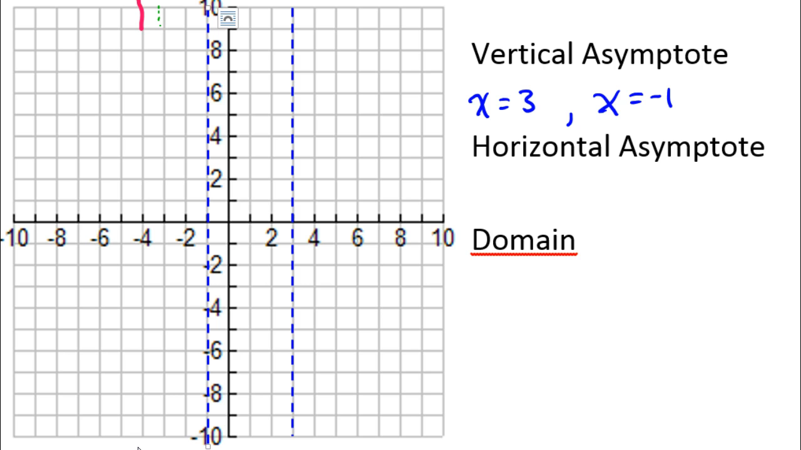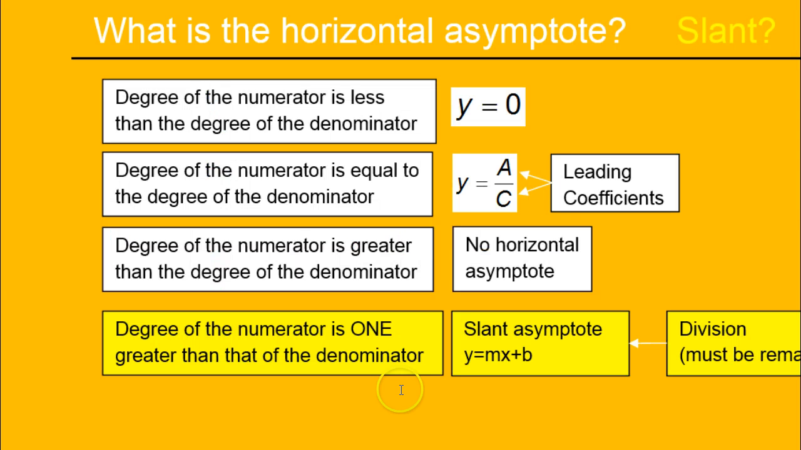Now for the horizontal asymptote, remember we need to stop and consider the degree. Which one of these three situations are we in? If the degree of the numerator is less, then y equals 0 is the horizontal asymptote. If the degree of the numerator and denominator are equal, then we divide the leading coefficients. If the degree of the numerator is greater, then there is no horizontal asymptote. Which situation are we in?